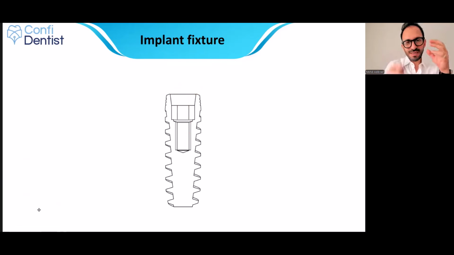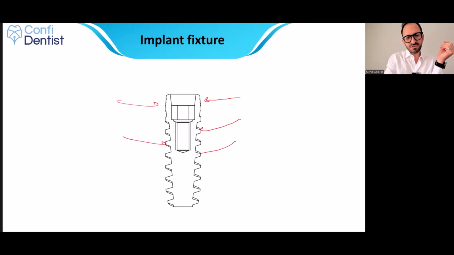So each implant fixture actually comes with different geometry, different design. And we have macro design and micro design. So we don't talk about micro design or microstructure because they're not clearly radiographically visible. So our main focus in terms of implant fixture design is on its macro structure or macro design. And that macro design is mainly the shape of these threads.